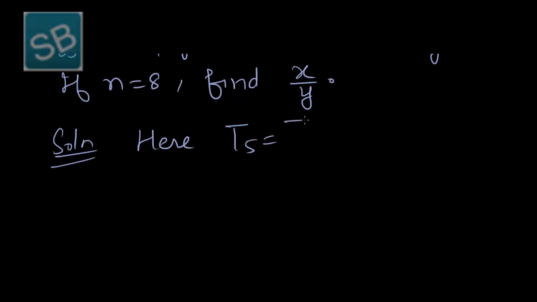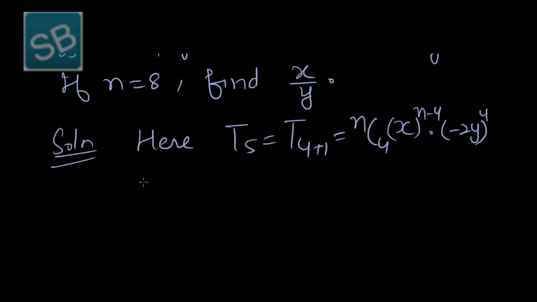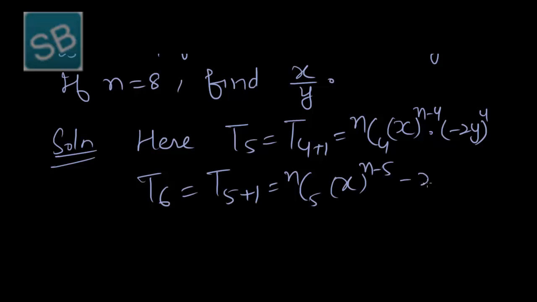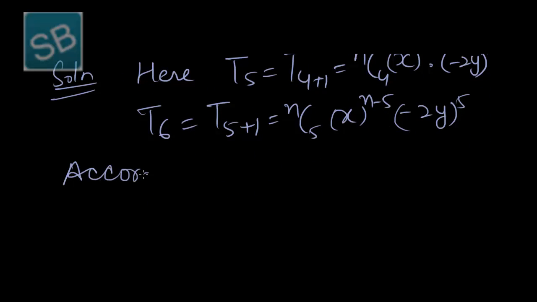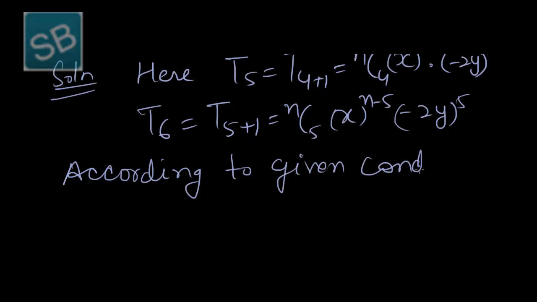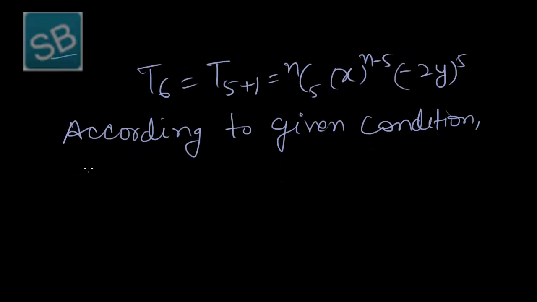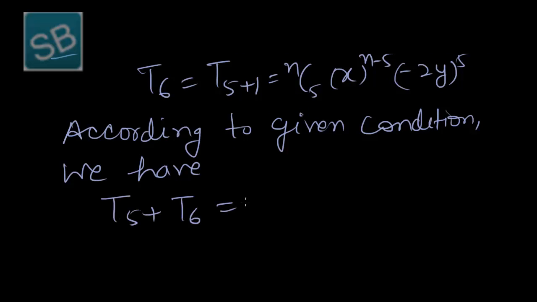here t5 is t4 plus 1, that is nC4. Here a is x, that is raised to power n minus 4, and b is minus 2y raised to power 4. And t6 is t5 plus 1, that is nC5, x raised to power n minus 5, and minus 2y raised to power 5. So according to the given condition, we have t5 plus t6 is equal to 0.